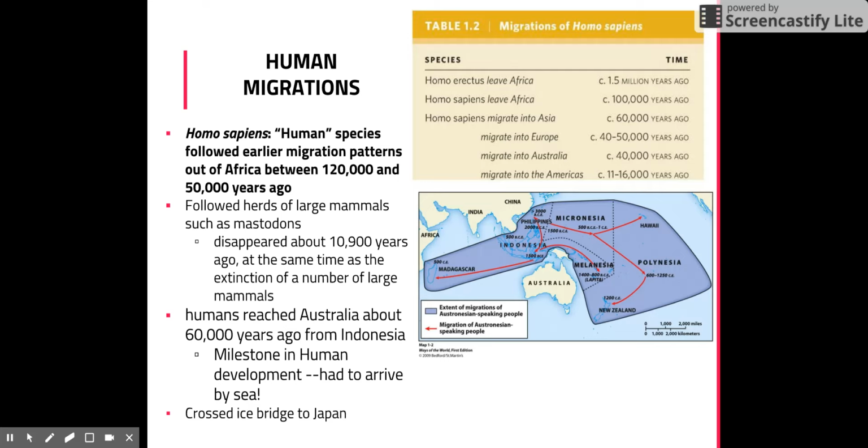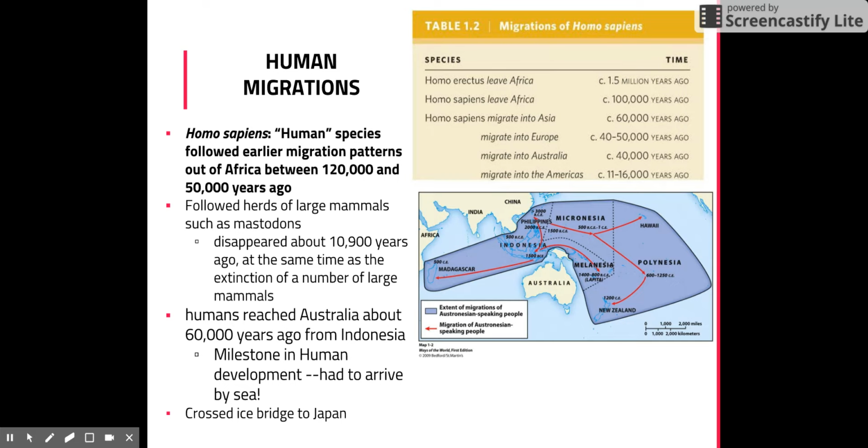One of the things that we believe is that they followed the herds of large mammals, and that climate change potentially was the driver for a lot of these migrations. Humans made large animals extinct. This is especially evident in Australia and the Americas. With the arrival of humans, big animals that had existed completely died out.